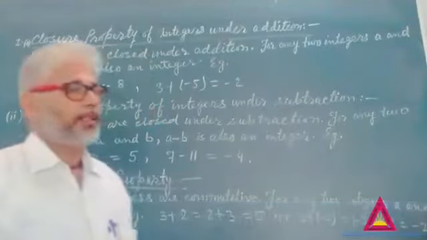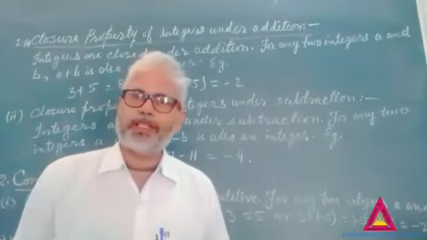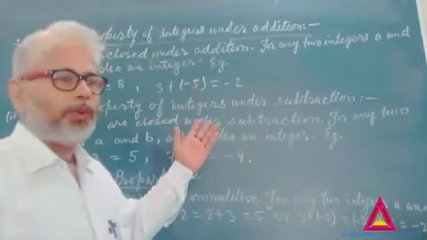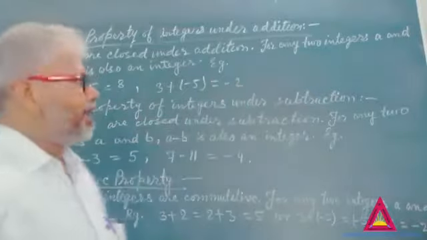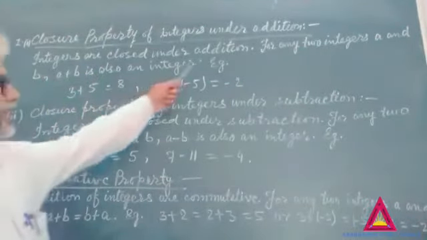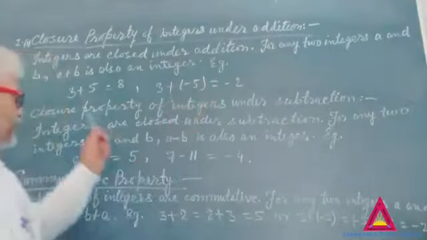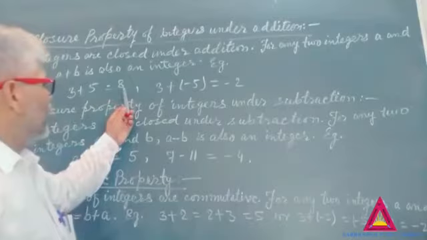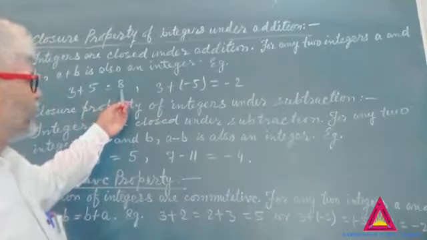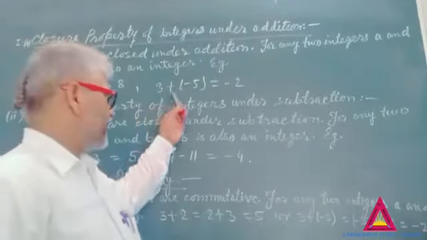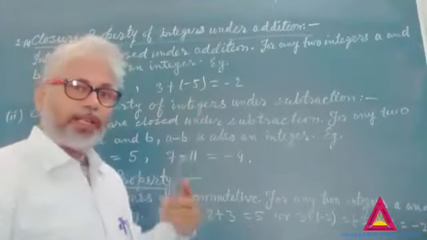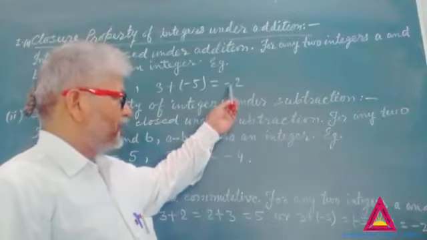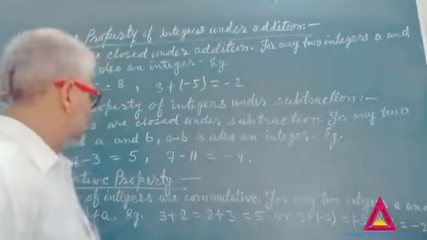We know that the sum of any two integers is always an integer. For any two integers a and b, a plus b is an integer. Here an example is taken: 3 plus 5 is equal to 8. Here 3 and 5 both are integers, and the sum of 3 and 5 is also an integer. 3 plus minus 5: here 3 and minus 5 both are integers, and the sum of these two integers is minus 2, which also comes under integers.